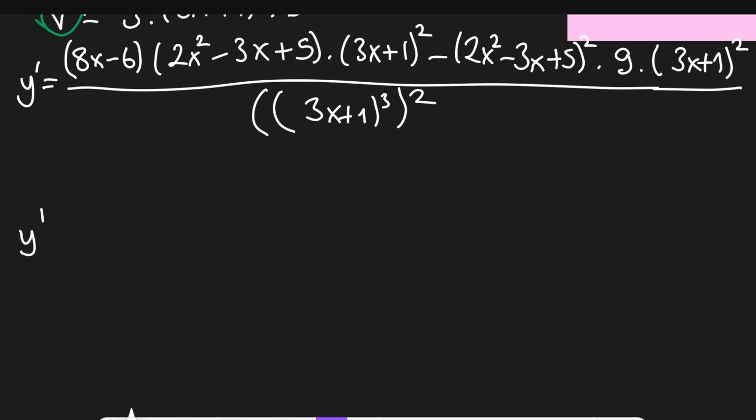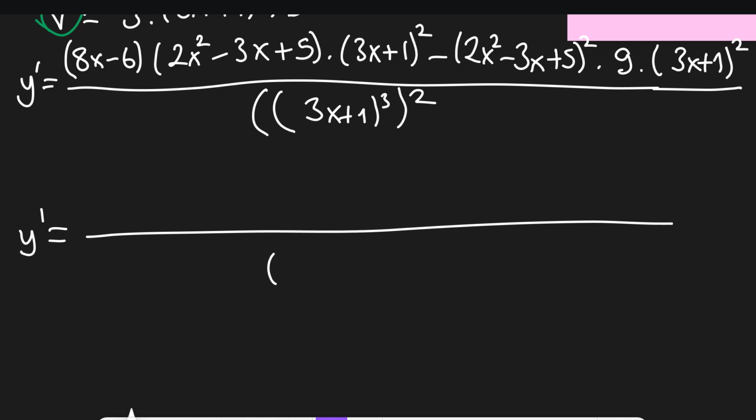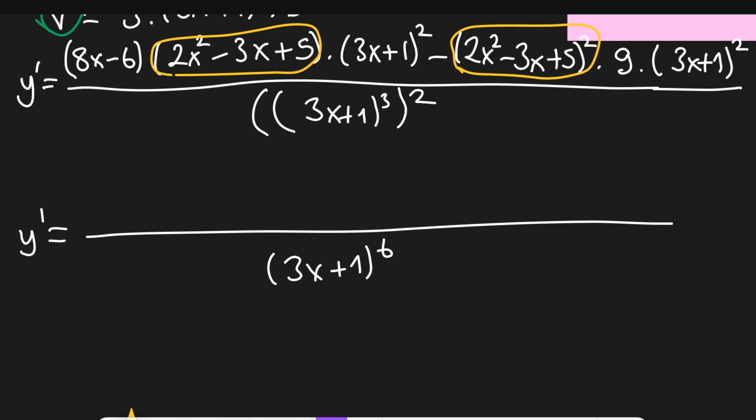Let's simplify a little bit. I want to write the denominator first. Cubed squared means to the 6th power. You will notice that we have common factors of 2x squared minus 3x plus 5 and 3x plus 1. Let's factor those out in this step. I made a mistake here. This should be cubed, not squared.